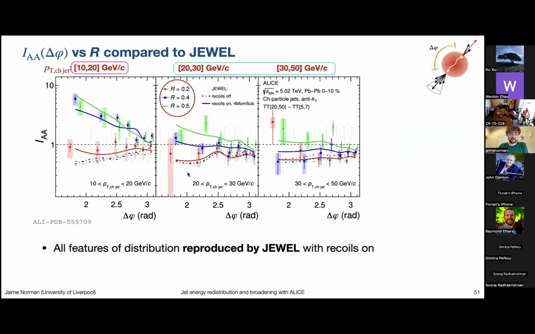And it is quite remarkable somehow that JEWEL describes all of the data for all jet radii for all jet pT if these medium response effects are switched on. It should, however, be caveated that, as we mentioned earlier, these models don't reproduce all features of the data.